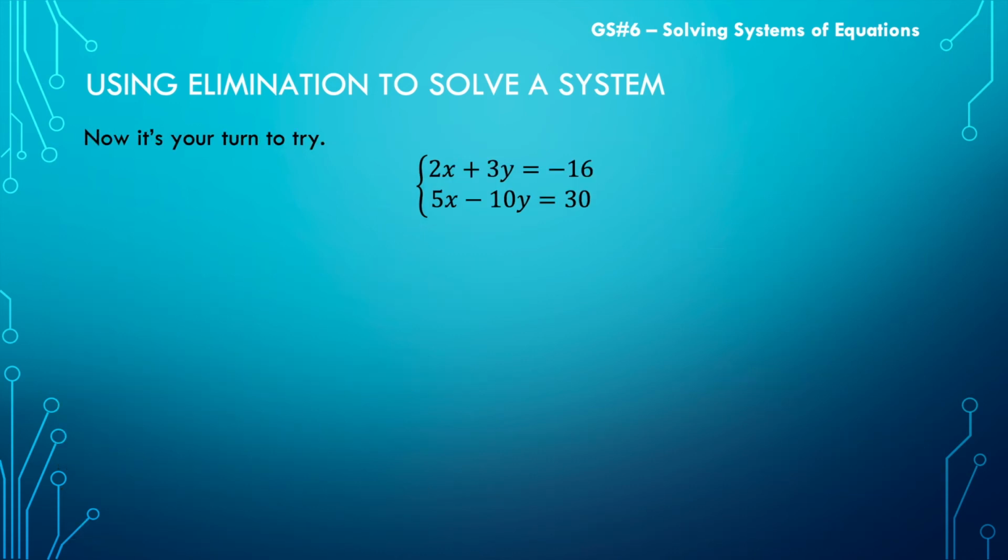So it's your turn to try. Your turn to try with this system of equations. Now notice that you are going to need to multiply both of the equations by something to get one set of variables to cancel out. You go ahead and try, pause the video, and we'll go over it in just a second.